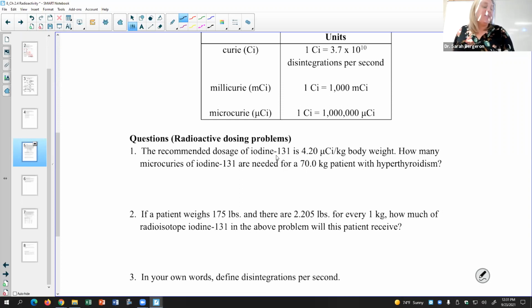All right, so we have a recommended dose of iodine 131 at 4.2. What is this symbol for? Microcuries per kilogram of body weight. How many microcuries of iodine 131 are needed for a 70 kilogram patient with hyperthyroidism?